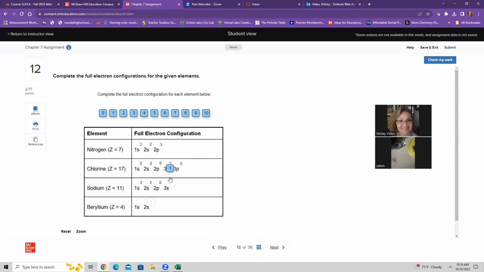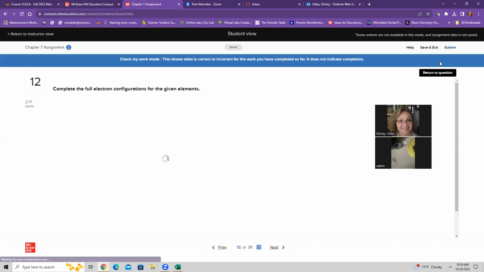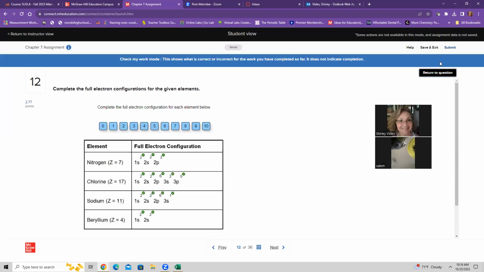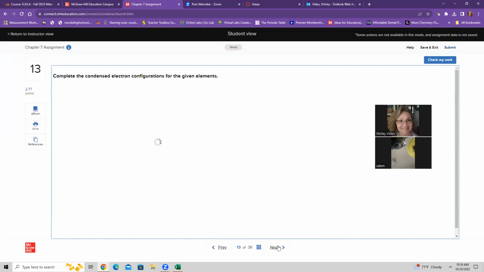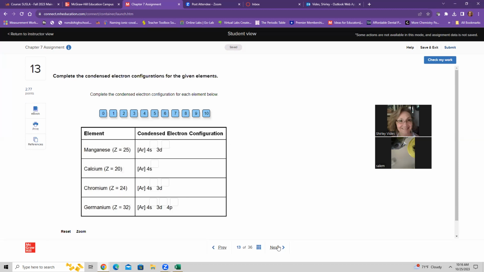See? And then this beryllium, it's actually 2s2. Yeah, beryllium is 2s2, and that's it. There's no more. Yep, and there you go. So that's how you complete those. Those are easy. See? So just drag and drop. Not bad. All right. This is the condensed.